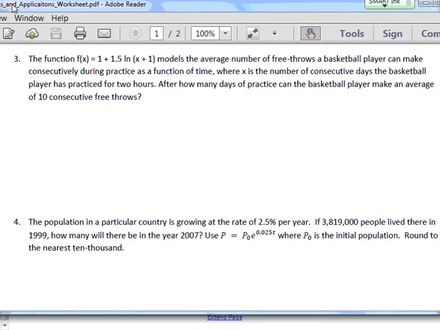This models the average number of free throws a basketball player can make consecutively during practice as a function of time, where x is the number of consecutive days the basketball player has practiced for 2 hours. After how many days of practice can the basketball player make an average of 10 consecutive free throws?